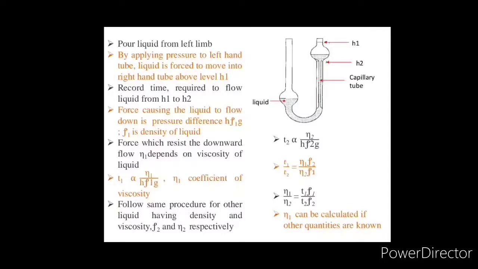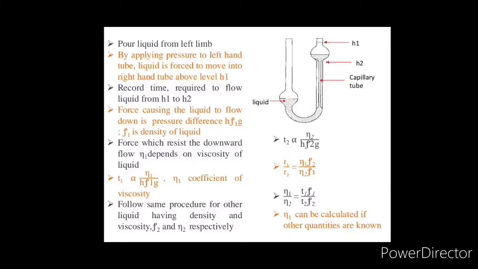Then we have to take another liquid with a different viscosity coefficient and a different density. From that we can determine the t2 value. If we take the ratio of t1 to t2, then the value will be eta 1 rho 2 upon eta 2 rho 1. From this we can calculate rho 1 upon rho 2.